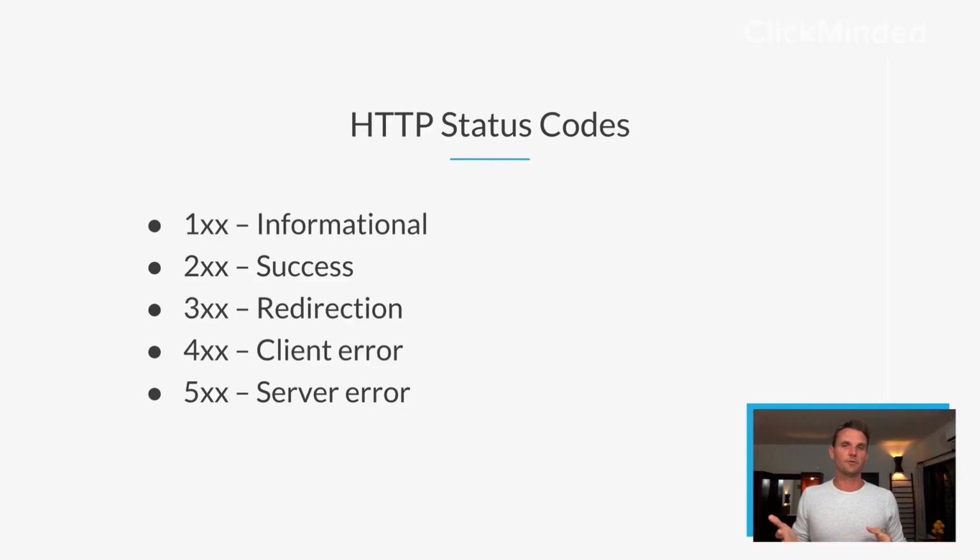Okay, so let's jump into each one of these next. So the 100 block, these are informational requests. The 200 block, those are successful requests. The 300 block are going to be for redirection. 400 block will be for client errors, and 500 block will be for server errors.